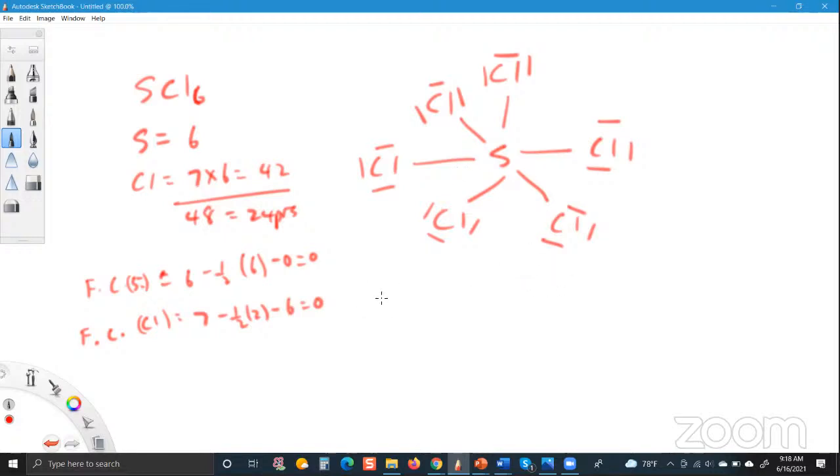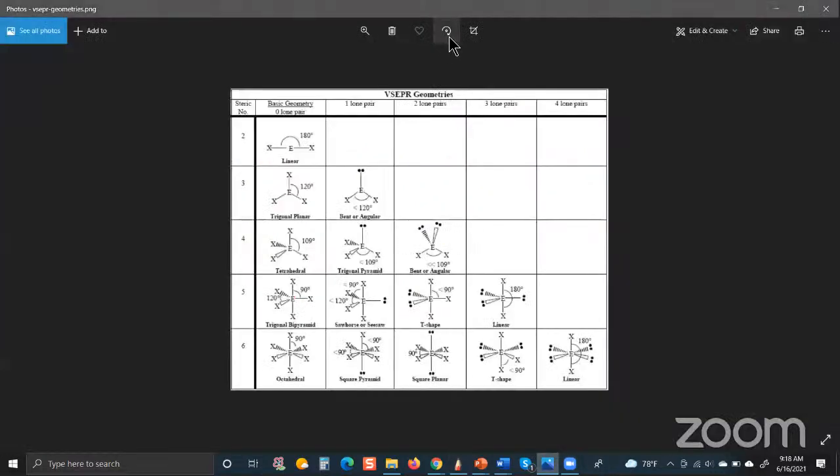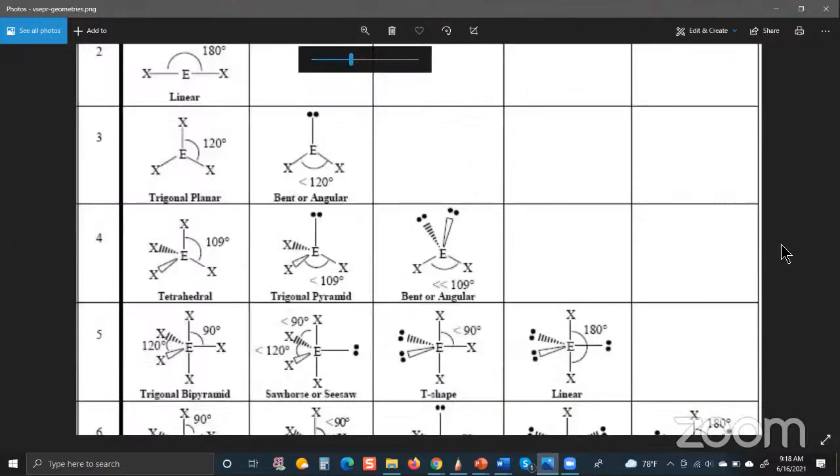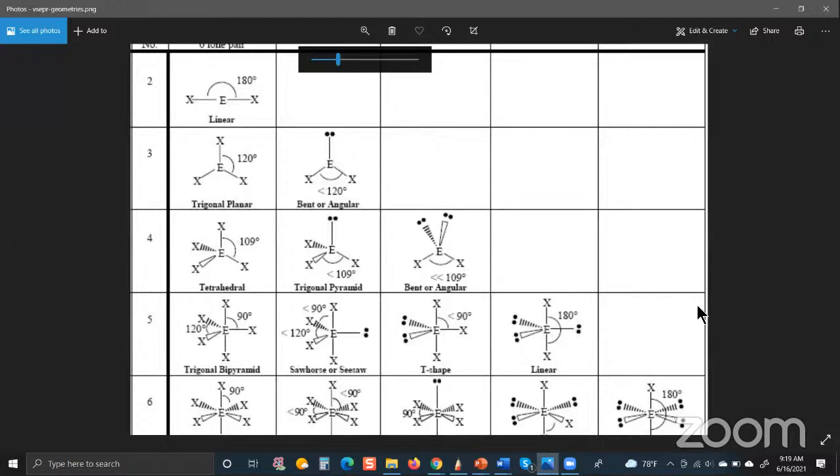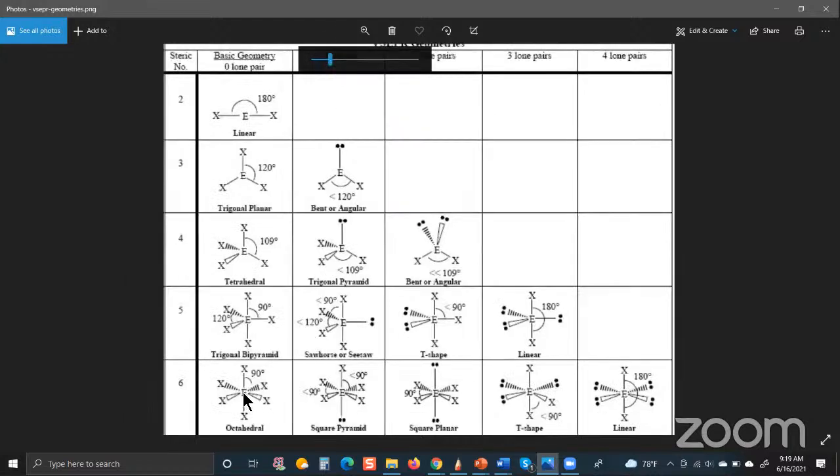So the next question is, what's the shape? And if you remember, I showed you a table. Let me see if I can bring it up here. Remember this chart? Let me decrease this some more. Okay, so in the case of a central atom bonded to 6 other atoms, why is this cut off? Okay, so if you have a central atom bonded to 6 other atoms and there are no lone pairs, then the shape is octahedral.